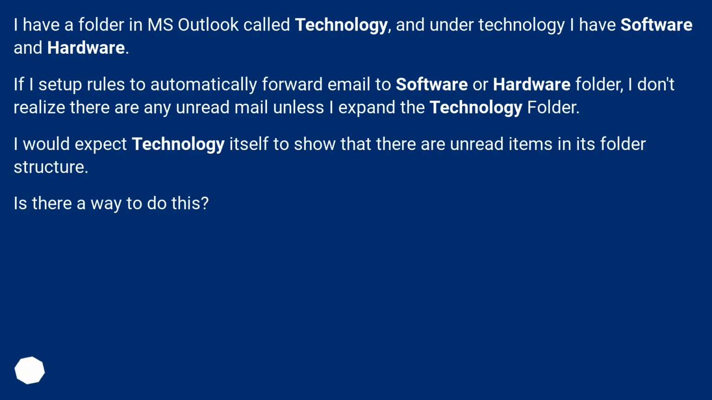I have a folder in MS Outlook called Technology, and under Technology I have Software and Hardware. If I set up rules to automatically forward email to the software or hardware folder, I don't realize there is any unread mail unless I expand the Technology folder. I would expect Technology itself to show that there are unread items in its folder structure. Is there a way to do this?